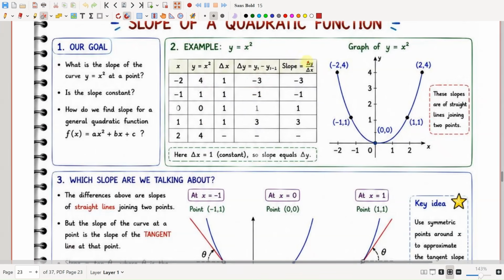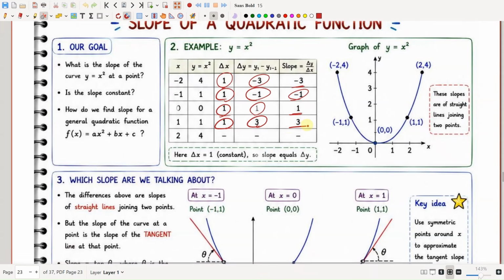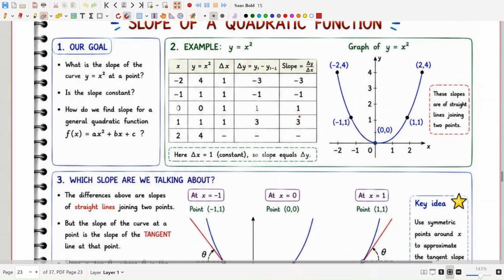So the slope will be del y by del x, which is, I have to divide minus 3 by 1, so I'm getting minus 3. Then minus 1 divided by 1, which is minus 1. 1 divided by 1, which is 1. 3 divided by 1, which is 3. So see here, this is how we calculate the slope for a quadratic function.